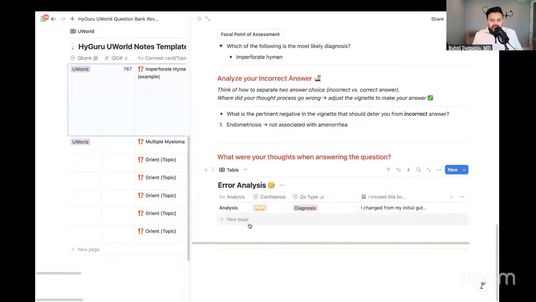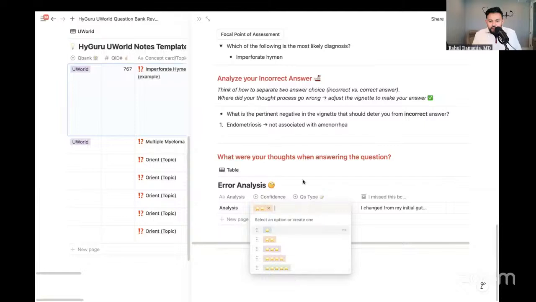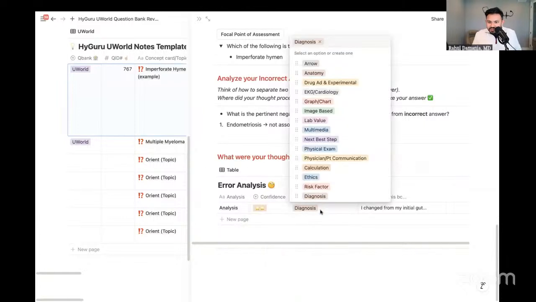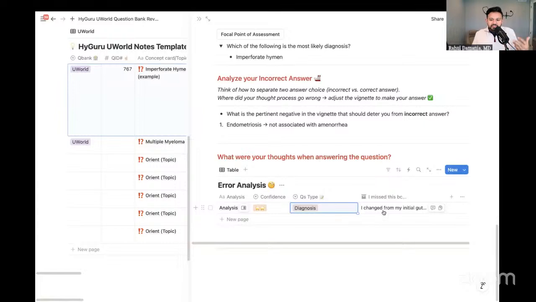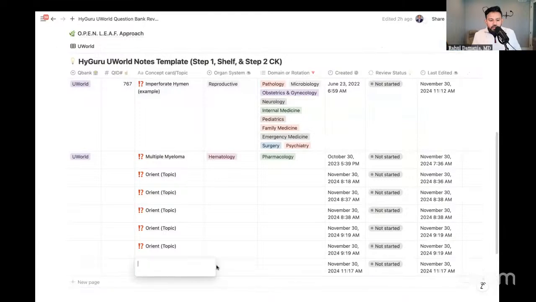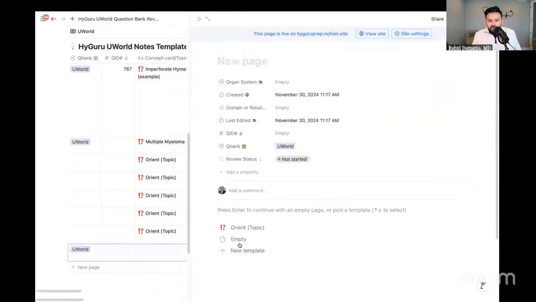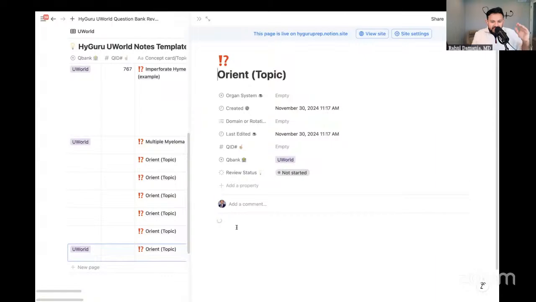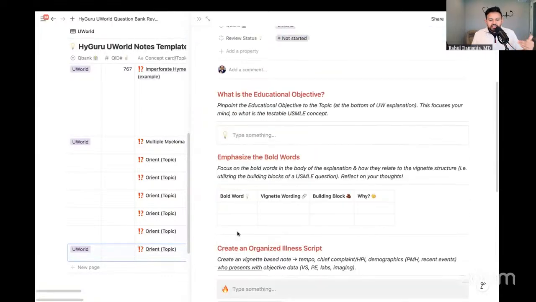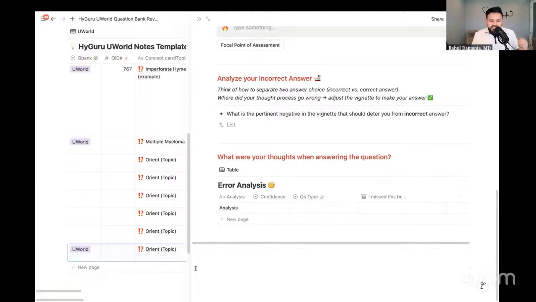And then I've created an error analysis table where you can actually rate your confidence. You can rate what kind of question type this is. And then finally, why did you miss it? Kind of like a journal prompt. So how do you use this template? Well, for every single question, you can hit new page. You can fill out the givens. And then what you can do is if you hit open right here, you can then activate a template within a template. And so then this will guide you through every single Fab 5 incorrect. This is going to be the cornerstone to your preparation.